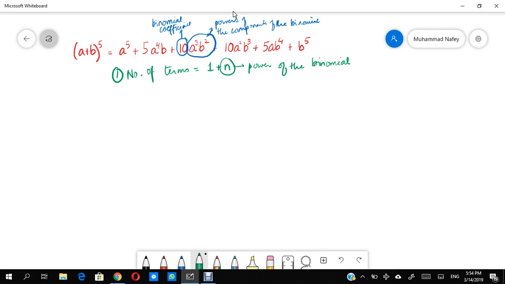So the second observation pertains to the arrangement of powers.